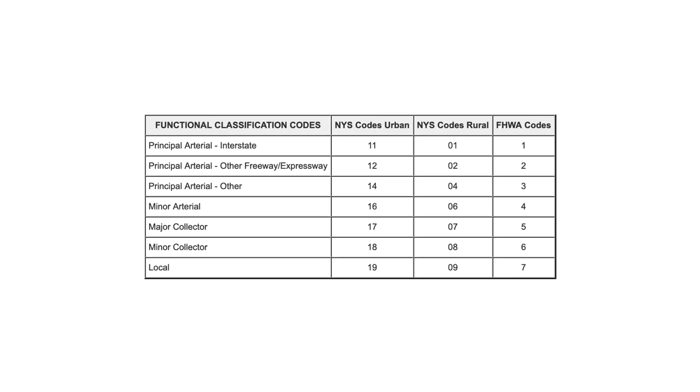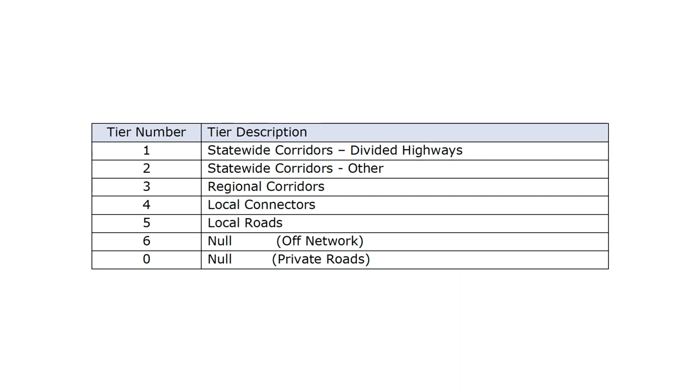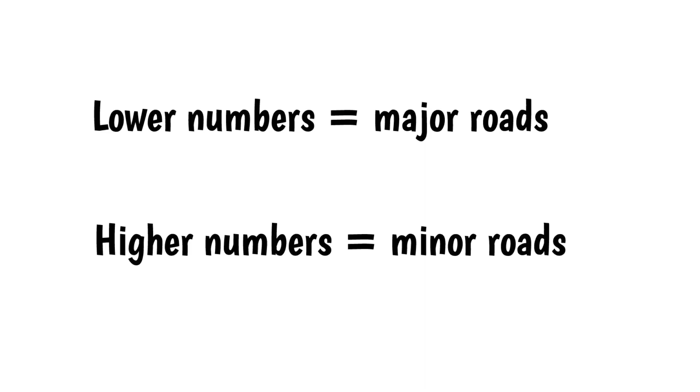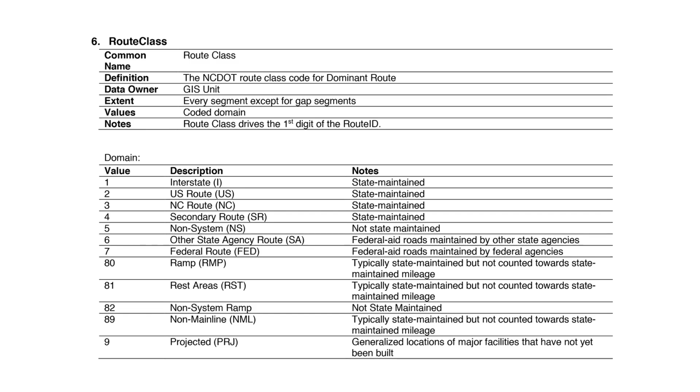Here's a chart I found for New York. And here's one for New Hampshire. What these classifications have in common is that lower numbers correlate to major roads, while higher numbers correlate with minor roads. Some state DOT websites have downloadable PDFs that describe every attribute in the data file. Here's one for North Carolina.